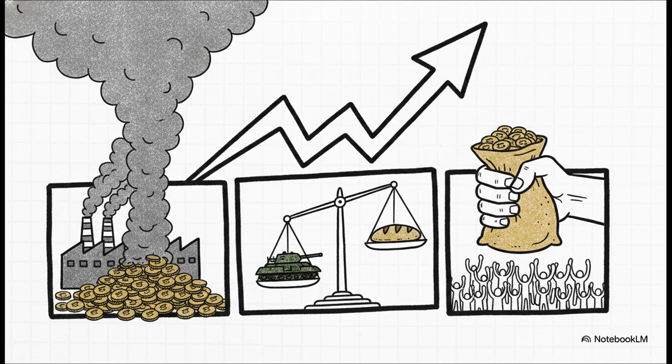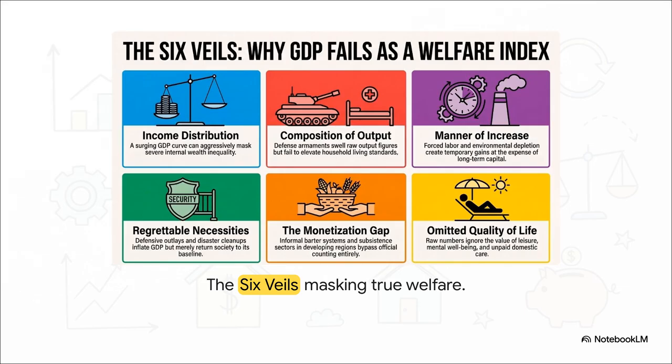The math literally says the country is growing, but the actual standard of living for the everyday person, it might actually be plummeting. Plus, a rising GDP means absolutely nothing to the average citizen if all that new wealth is just concentrated in the hands of a few top earners, masking severe income inequality. These blind spots are often called the 6 veils of standard economic aggregates.